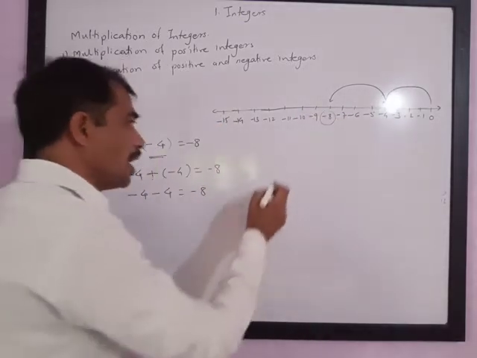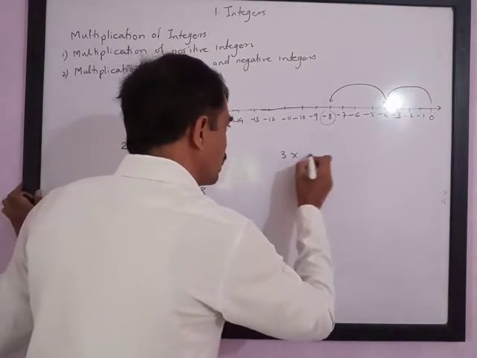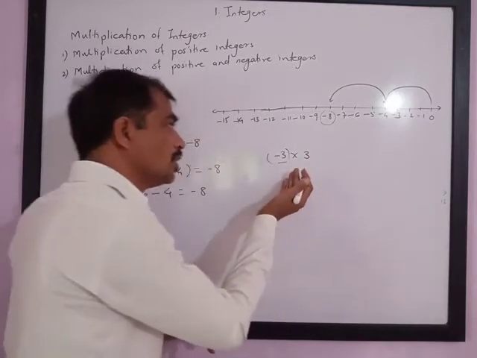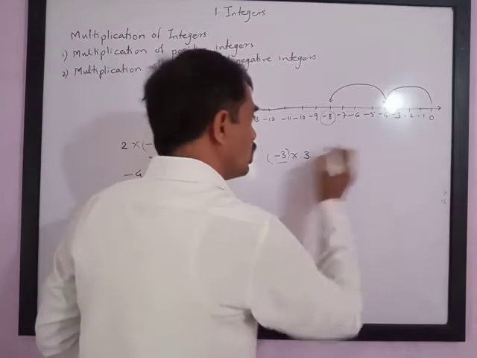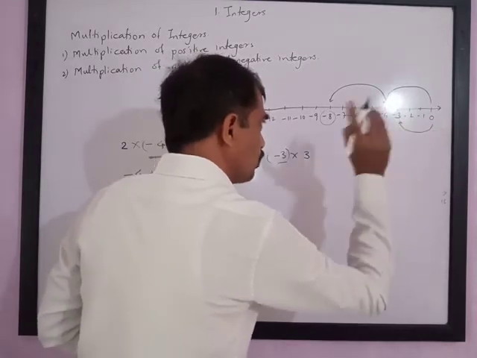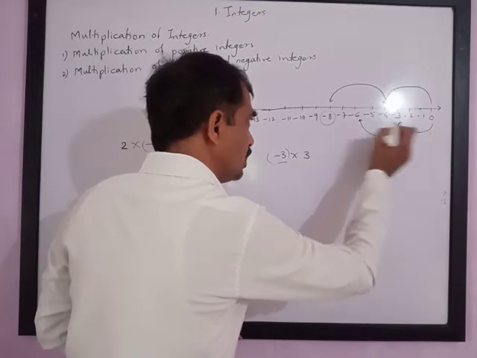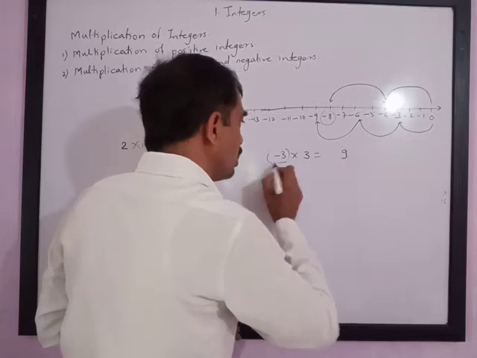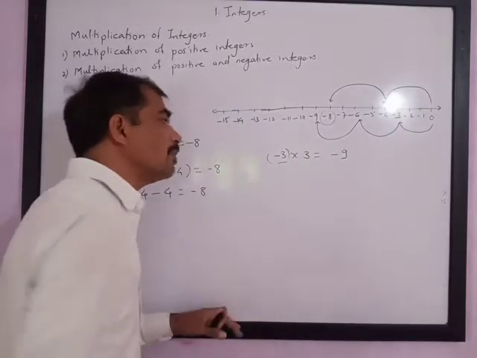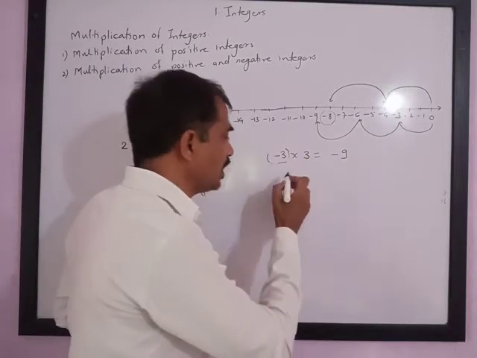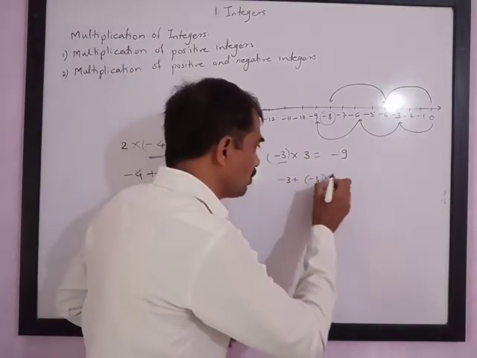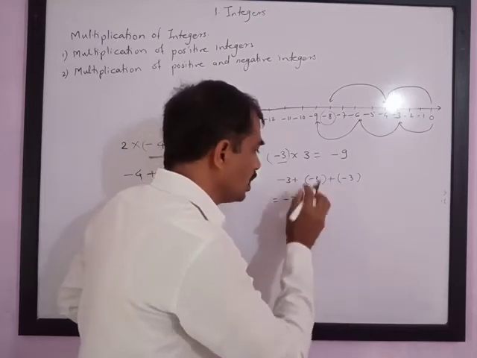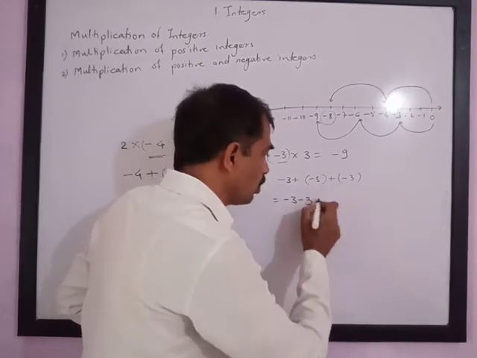Now, if you take another example, 3 multiplied by minus 3. That is, you have to jump 3 steps to the negative direction. So 3 ones are 3. This is the first jump. Then second jump. 3 twos are 6 and 3 threes are 9. Minus 9. Now this can also be understood, that is minus 3 is added 3 times. Minus 3 plus minus 3 plus minus 3.